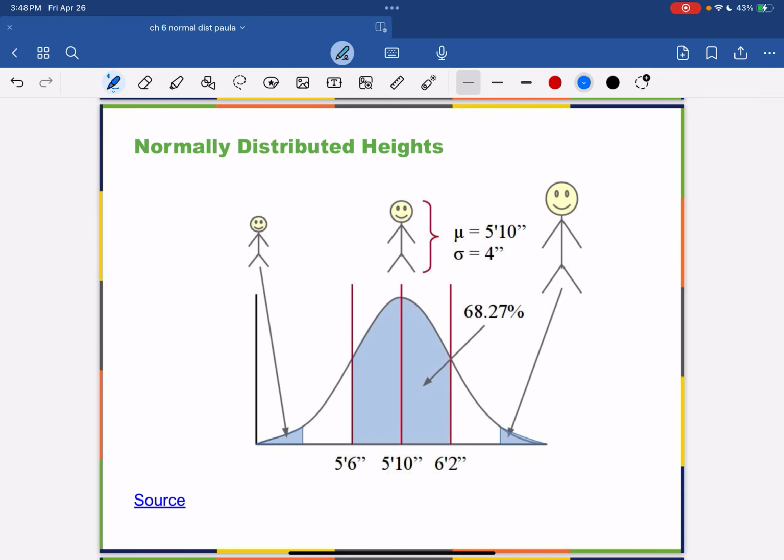Here are normally distributed heights. So super tall people over here, super short people over here, lots of average people right in the middle.